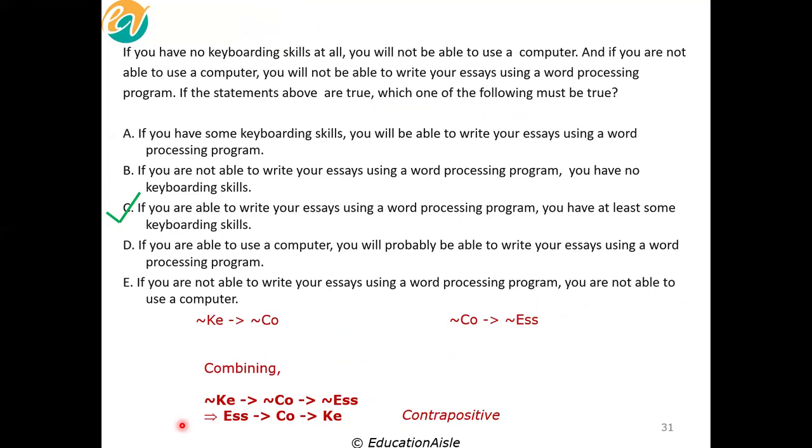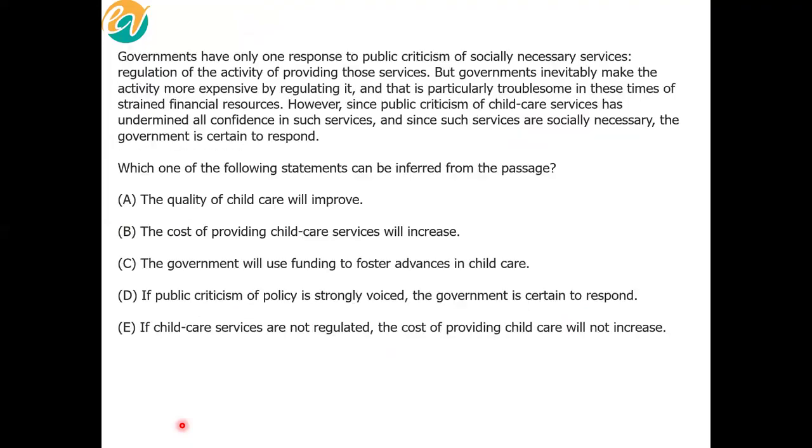Are we clear? All right. This was an easy one. Now I'm going to leave questions to you to solve. And let's start with this.